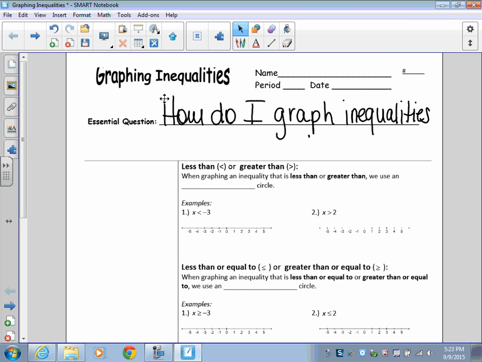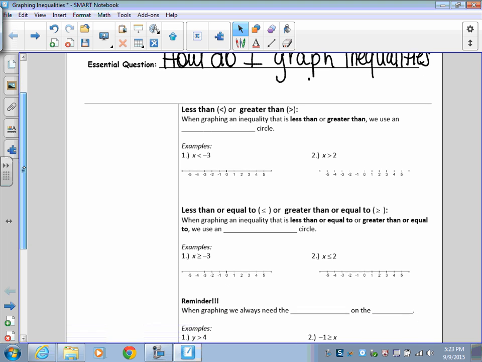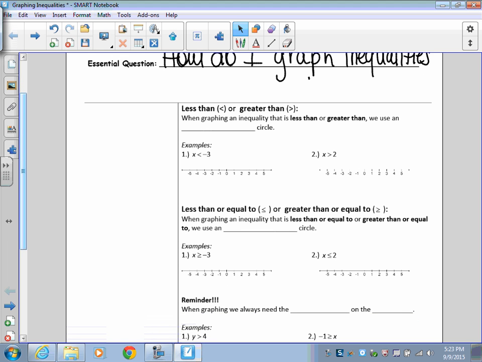Okay, ladies and gentlemen, let's get down to it. We're going to look here and it says less than or greater than. When graphing an inequality that is less than or greater than, we use the open circle. So on this first line, you're going to write open circle.